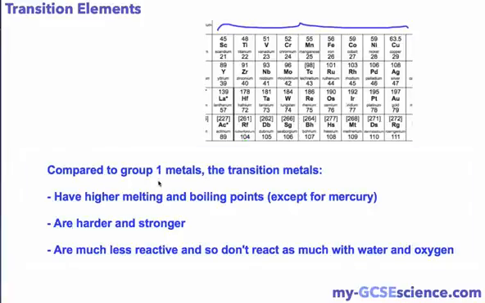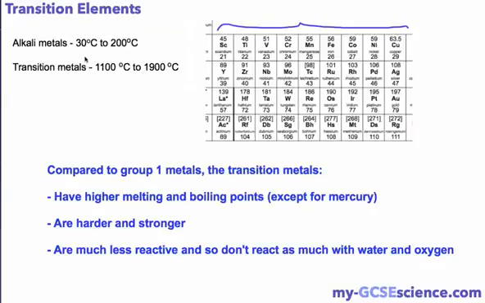Compared to group 1 metals, the transition metals have much higher melting and boiling points, except for mercury. Mercury, as we know, is a liquid at room temperature. And just to give you an idea of the kind of scales we're talking about, if you look at the alkali metals, their melting points are around about 30 up to 200 degrees centigrade, whereas for the transition metals, the lower end is nearer 1100, all the way up to about 1900 degrees centigrade. So you can see the melting points are much higher.